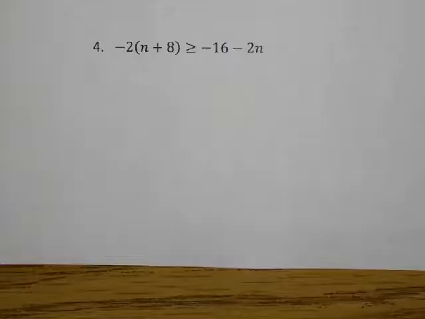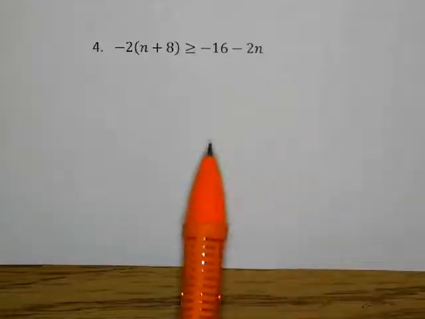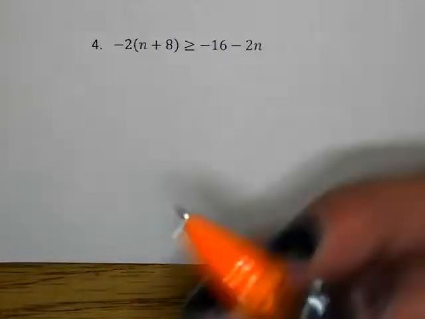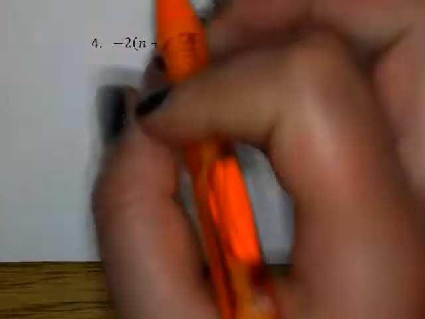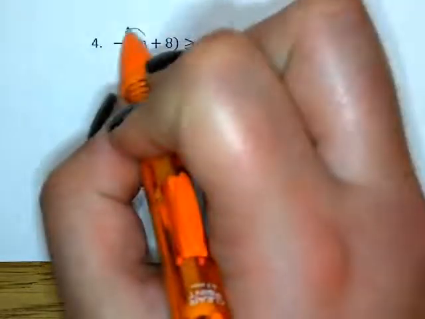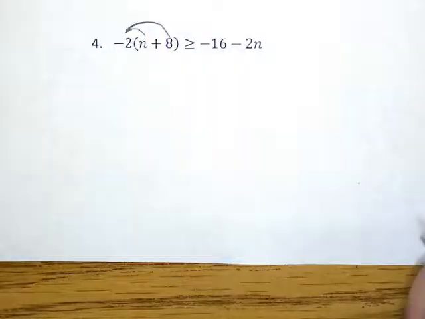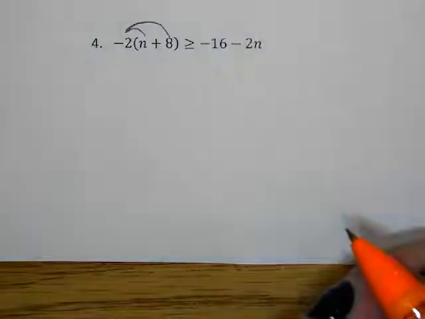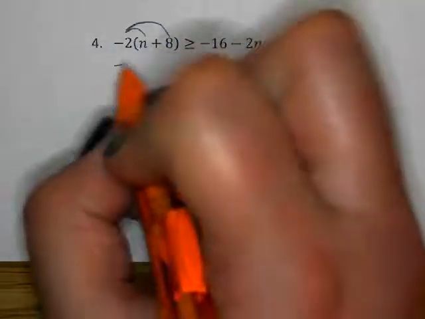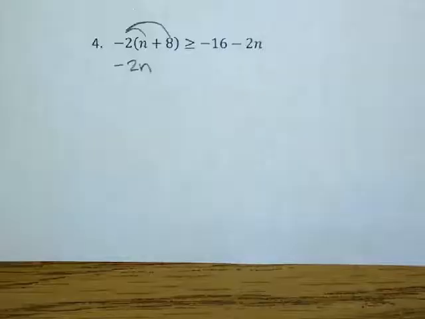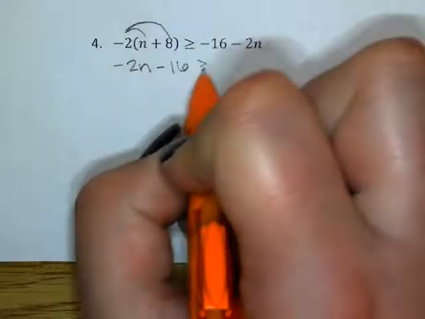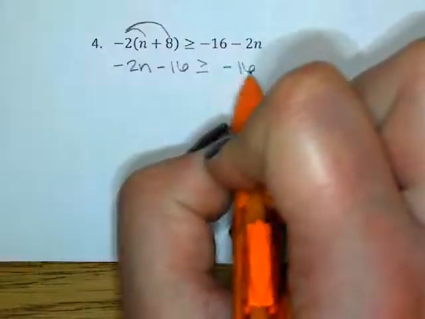So on number 4, what is the very first thing you should do? Distribute. So we're going to take the negative 2. We're going to distribute. Okay, so negative 2 multiplied by n, negative 2n. Negative 2 multiplied by 8, negative 16. Okay, is greater than or equal to negative 16 minus 2n.